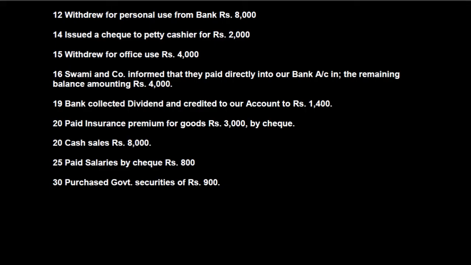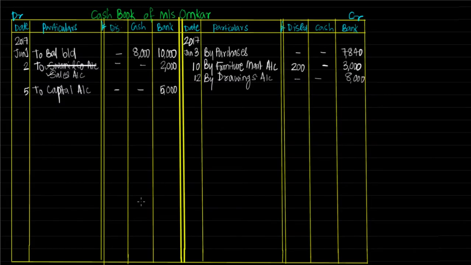On 14th June, issued a check to petty cashier for rupees 2,000. This is a very important transaction, so please listen to it carefully. Here, check is issued to petty cashier. Cash is not going out of the business anywhere, but petty cashier would receive cash from bank and bank balance would get reduced. So this transaction of 2000 on 14th June will appear on both sides of the cash book. Here is how.